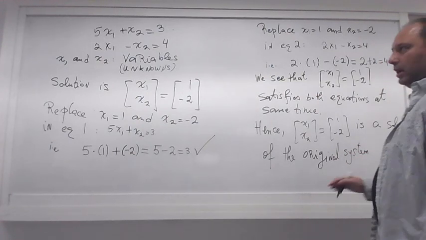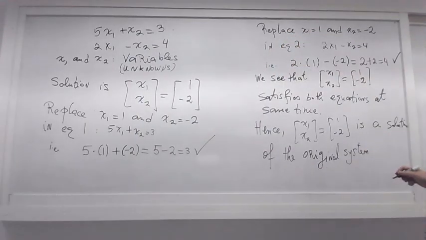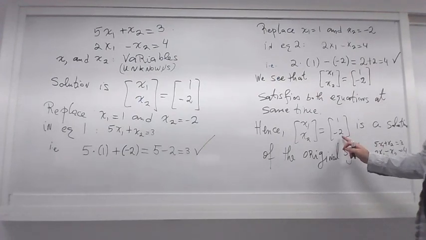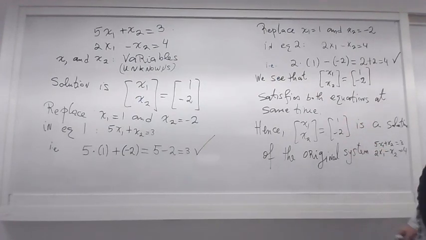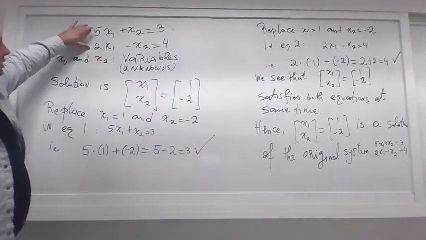When I say original, I mean the one from the beginning. So maybe I could copy it if I have space. Just for you, it's nothing special. It's not original in the sense that it's special, it's just the system from the beginning. Okay? So that's how we verify that this is a solution. So the entire vector is a solution, because our solution needs to satisfy both equations at the same time.